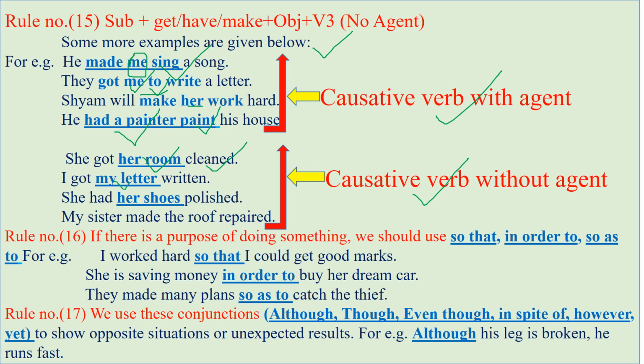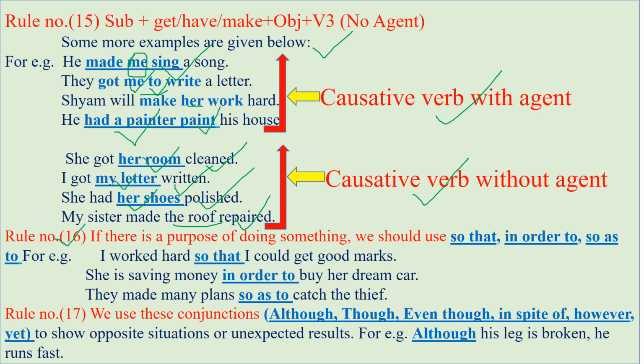I got my letter. My letter is object here. My letter is not agent. So, I got my letter written. We should use verb 3. She had her shoes polished. My sister made the roof repaired. So, if there is no agent, then we should use verb 3.